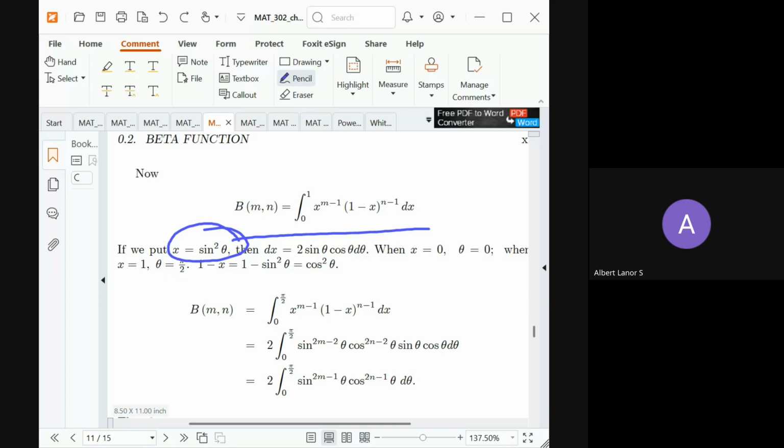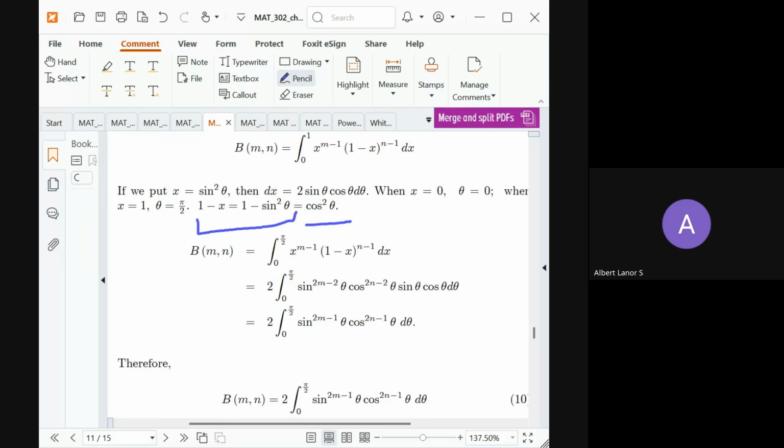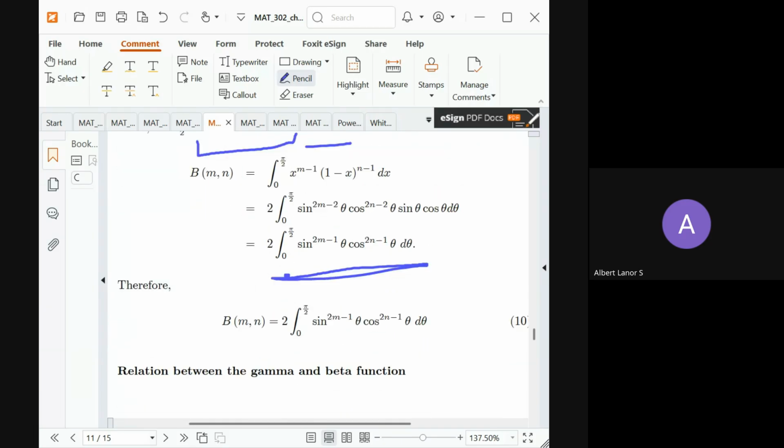The 1 minus x will now be 1 minus sine squared theta, which is cos squared theta. Okay, so we are going to substitute and transform everything into theta. Then we'll see how it looks. Now, in theta form, the limits will now be from 0 to pi on 2, sine to the 2m minus 1 theta, cos to the 2n minus 1 theta d theta.